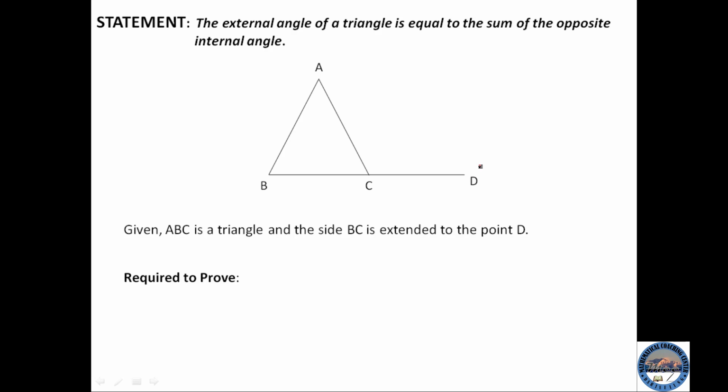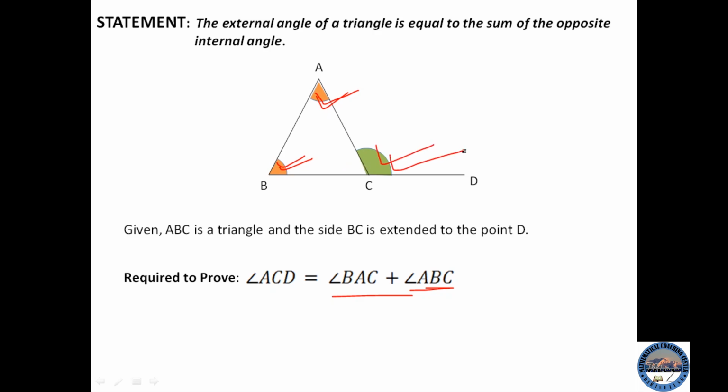So what is the thing required to prove? That the external angle ECD should be equal to the sum of the two internal angles. Whenever we add those two, we get the external angle. So angle BAC is this angle here. And what is ABC? ABC is this angle here. When we add these two, angle BAC and angle ABC, we get angle ACD. So before we move on to the proof, we need to construct something. Okay, let's see the construction.